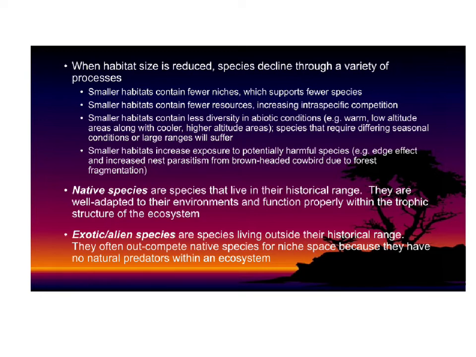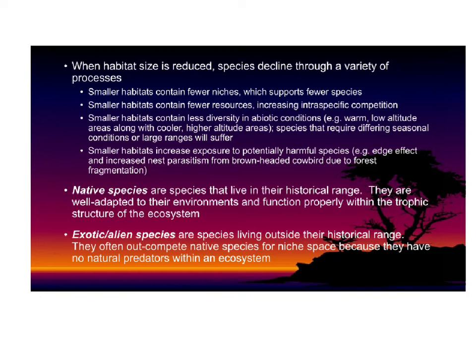Smaller habitats contain less diversity in abiotic conditions. And what I mean by that is in any habitat, you're going to have areas that differ in temperature, humidity, and things like that. So let's contrast a warm, low altitude area along with a cooler, high altitude area, both within the same habitat for a species. But when we reduce that species range, or when we make that habitat smaller, species that require differing seasonal conditions or larger ranges with different abiotic conditions are going to suffer.